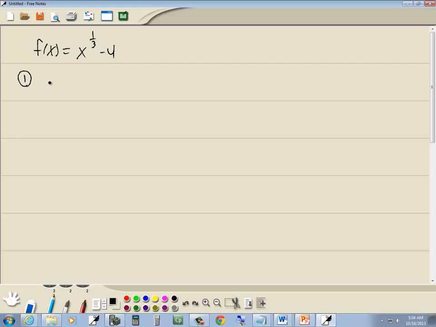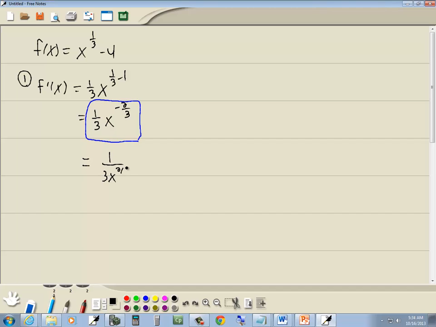First step, find the first derivative. So f prime of x: take your power, put it out in front, lower it by 1. The negative 4 drops away. That gives us 1/3 x to the negative 2/3. For purposes of the second derivative, we're going to continue from this point right here. But to find our critical values, which is step 2, we need to take that x to the negative 2/3 down to the denominator. So we'll have 1 over 3x to the positive 2/3. Remember, when you take anything opposite in a fraction, the sign of the exponent changes.